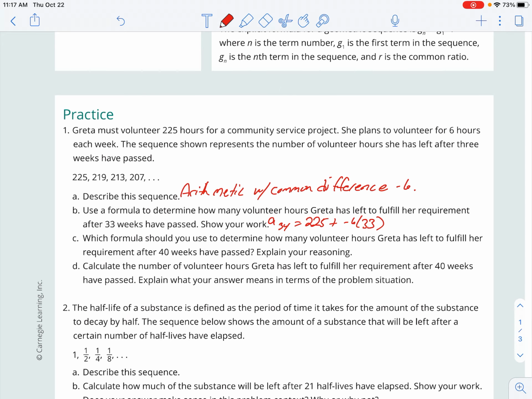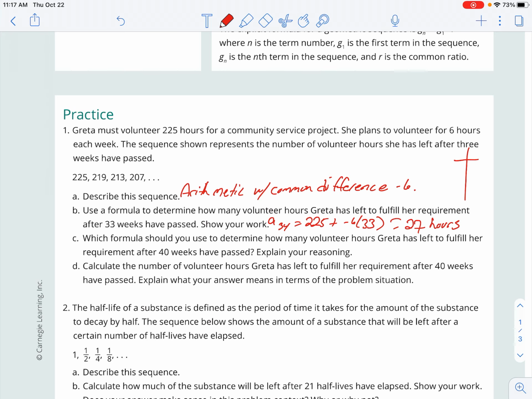Go to your calculator, plug it in. 225 plus a -6 times 33. That gets me down to 27. So that is 27 hours that she has left to fulfill her requirements. So she's starting off at 225.